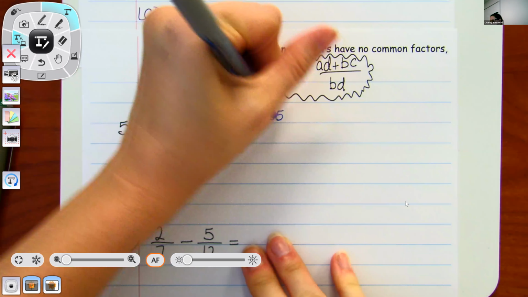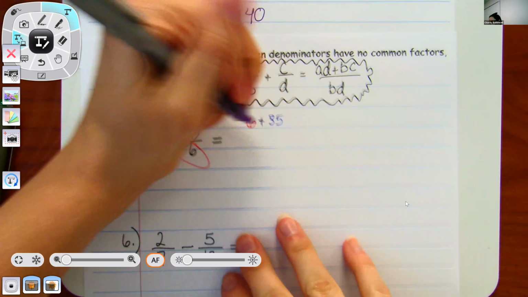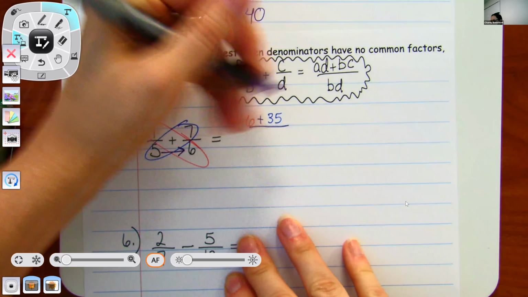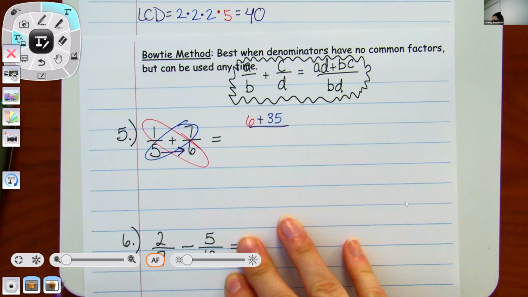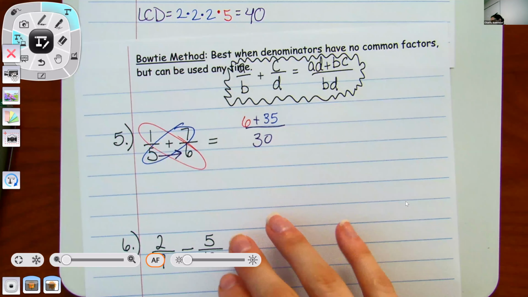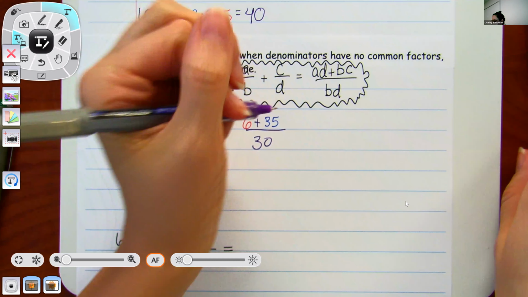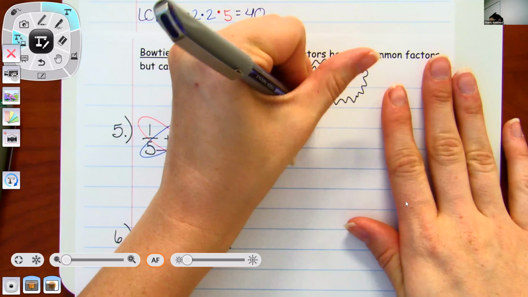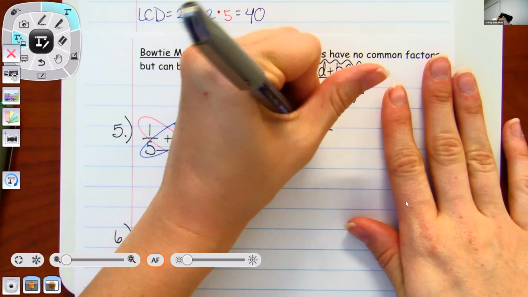So that gives us our numerator, over, and then to get the denominator, we're just going to multiply straight across the bottom. 5 times 6 is 30. And then we can just go ahead and add 6 plus 35 gives us 41. So we have 41 over 30.